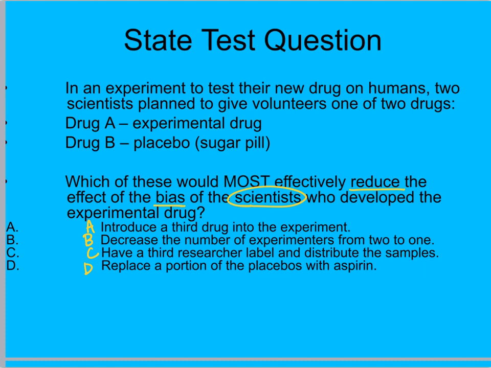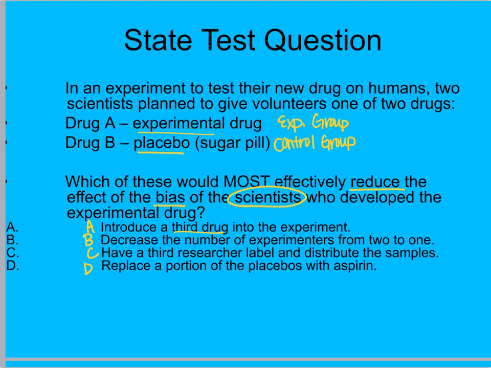First off, I want to come up here to drug A and drug B. Which one is your control group? Remember, placebo is always in the control group. And we have to have a control group for it to be a good experiment. So that means the experimental drug goes in the experimental group. Good experiment with what little information they gave us. All right, so we're looking at what's going to reduce bias. So placebos do reduce bias. That's great. Introducing a 3rd drug into the experiment, is that going to reduce any bias or opinions?